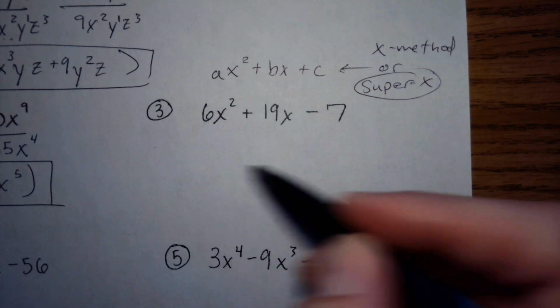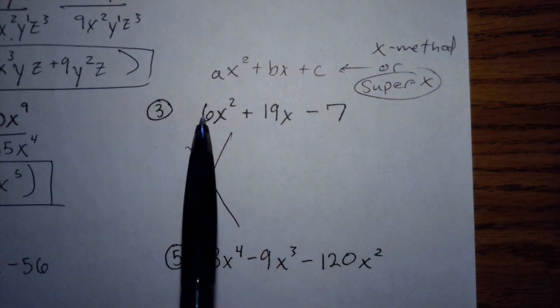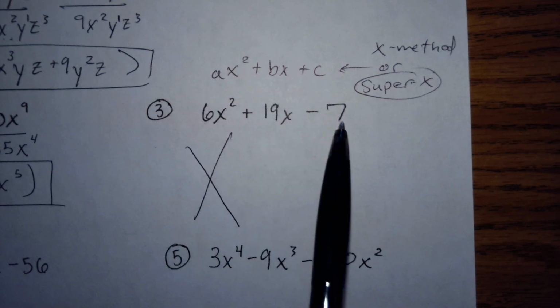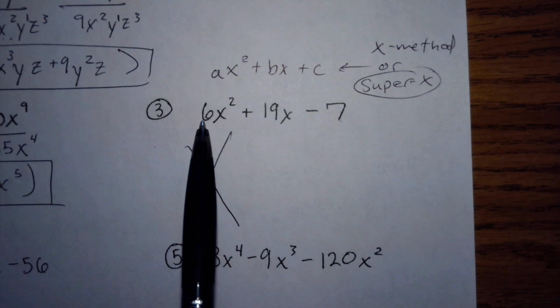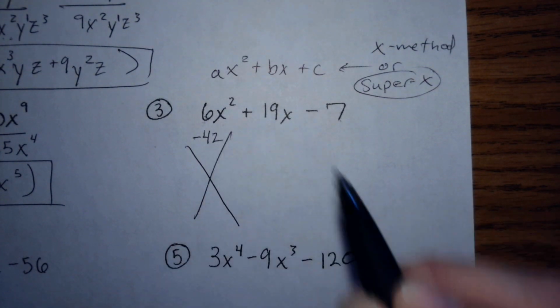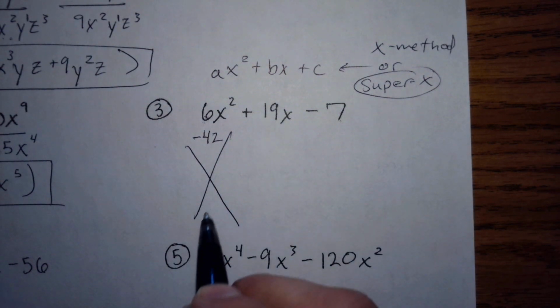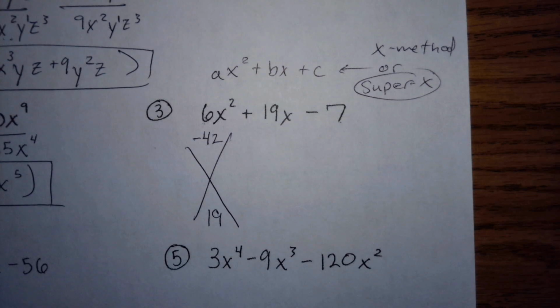And what we do for the super x problem is we build our x by doing a times c in the top. So some people just forgot that. But you do 6 times negative 7, and that's negative 42. And then the middle number in the bottom, 19. And then you start guessing and seeing what works.